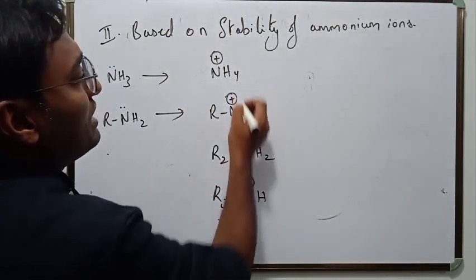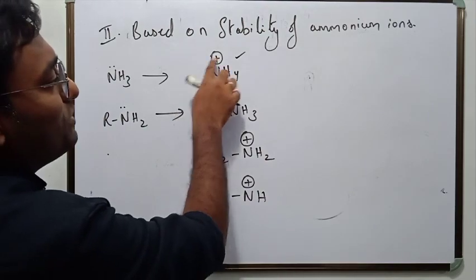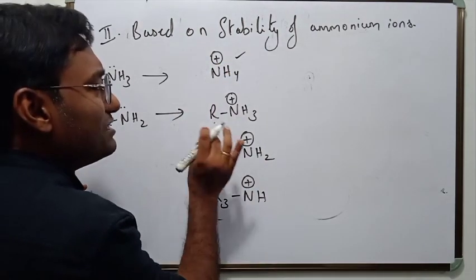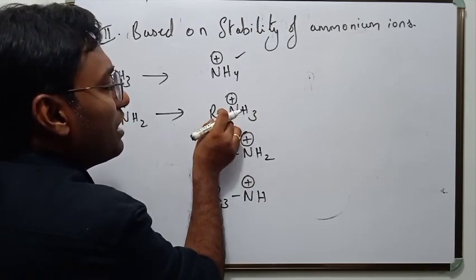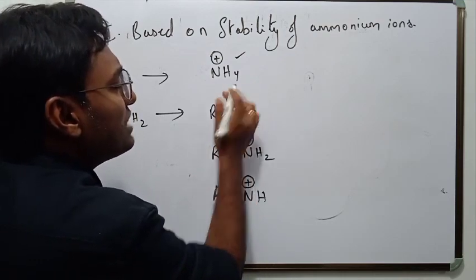Is this stable? No. Is there someone to decrease the positive charge? No. Is this stable? Yes, to some extent, because R gives its electron, R pumps its electron to nitrogen and decreases the positive charge to some extent.